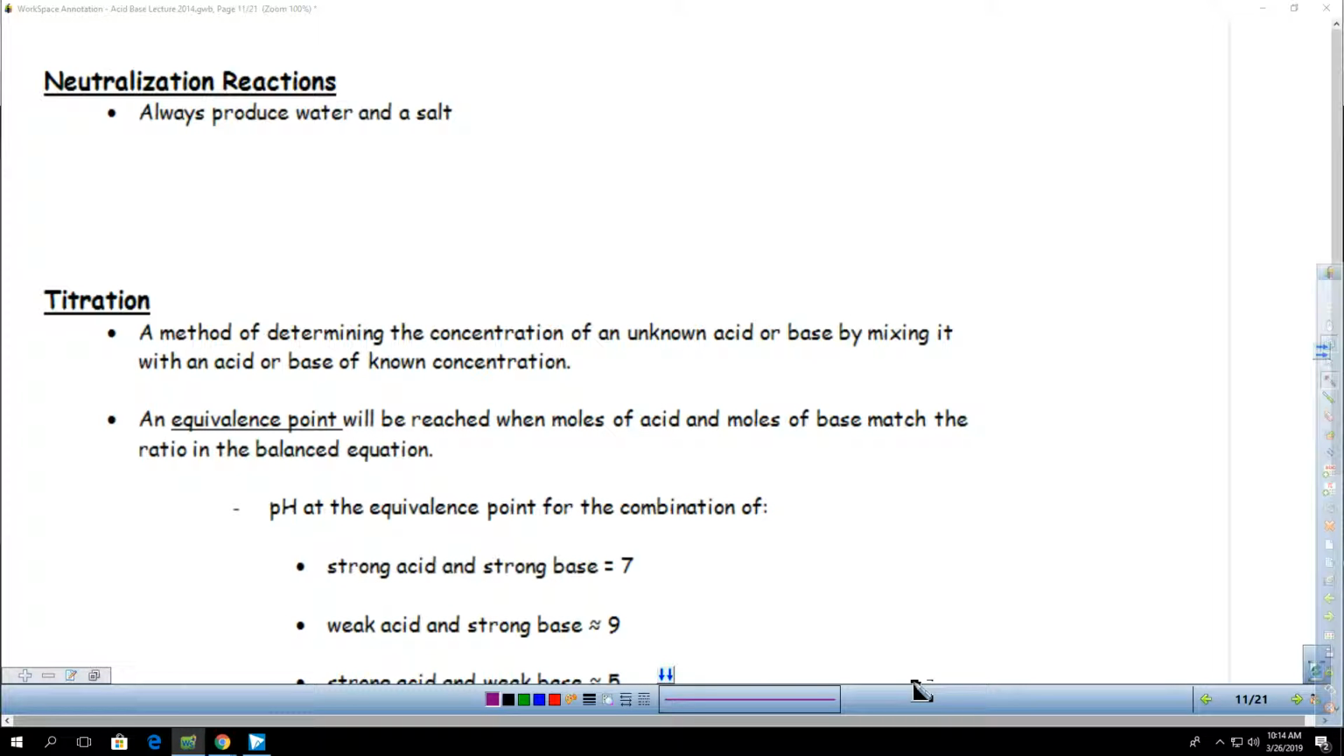In this video, we're going to look at neutralization reactions. A neutralization is what you might guess. It's the reaction of an acid and a base. One of the products will always be water, and the other product is always some kind of a salt. And by salt, we just mean anything ionic. It doesn't have to be sodium chloride table salt.